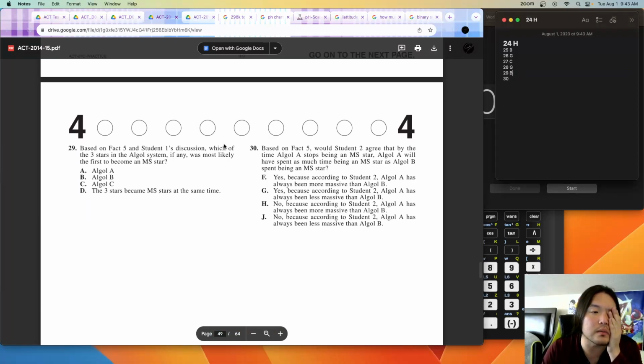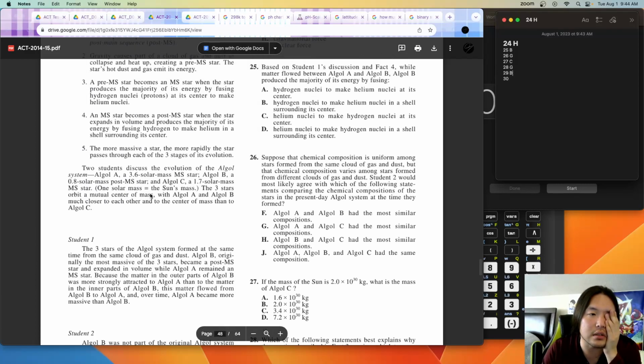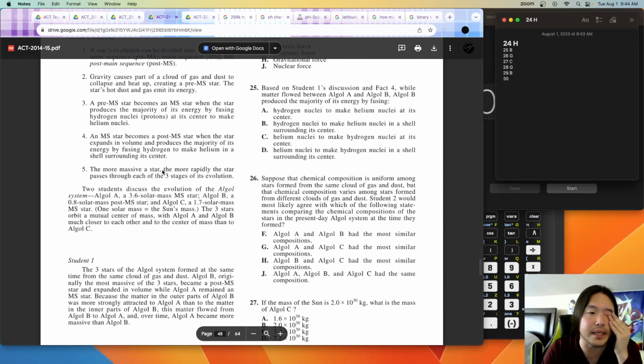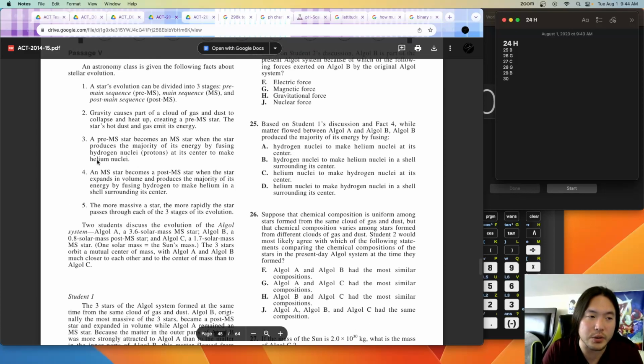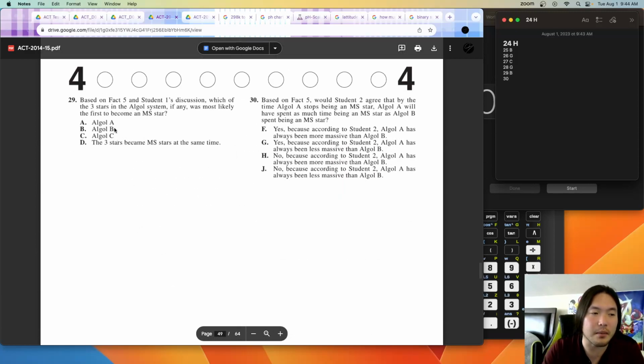So student 1 thinks that angle B was the most massive initially. Yeah, angle B was originally the most massive of the 3 stars, and then it became a post-MS star the fastest, right? Well, it makes sense that if it became a post-MS star the fastest, it probably also became an MS star the fastest. And definitely fact 5 just says the more massive, the more quickly it goes through the stages. So it all just lines up. Angle B became MS first, because for it to become post-MS first, it probably became MS first as well. And fact 5 is also in line with that conclusion.